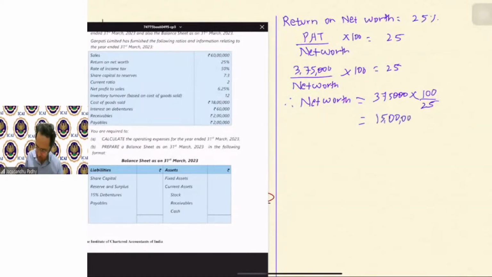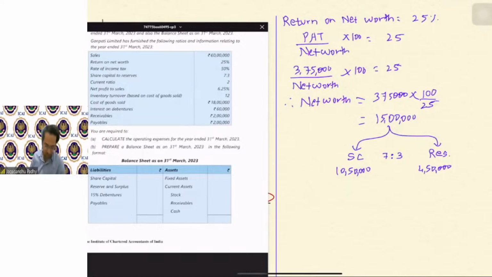Now, this net worth will be actually distributed between two items. One is the share capital and the other is the reserves. So this 15 lakh needs to be distributed into two aspects, share capital and reserves. The ratio is 7:3. So 15 divided by 10 into 7. So share capital will be 10 lakh 50,000 and reserves will be 4 lakh 50,000. Done. We are done with the share capital and reserves and surplus.